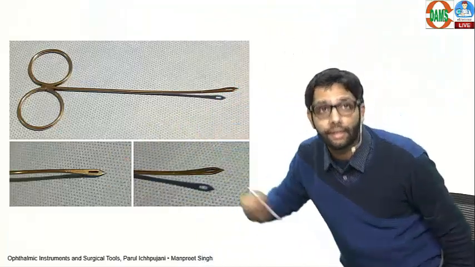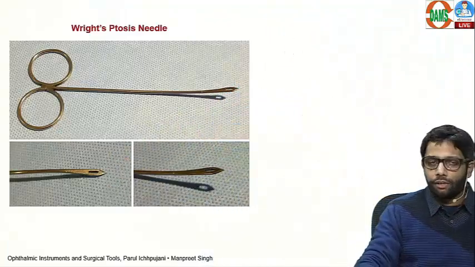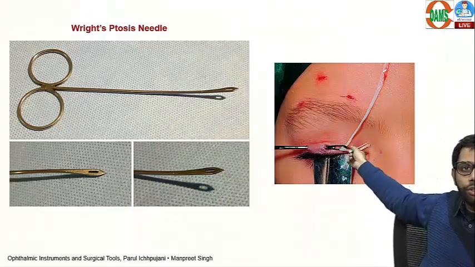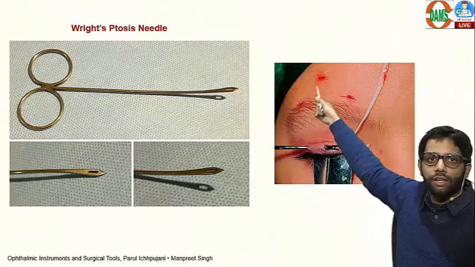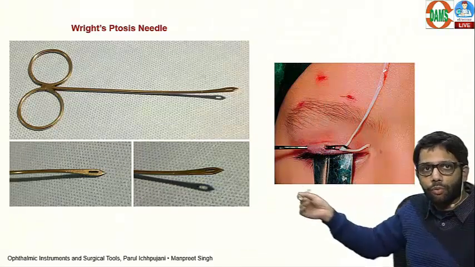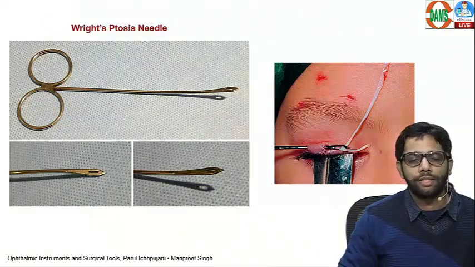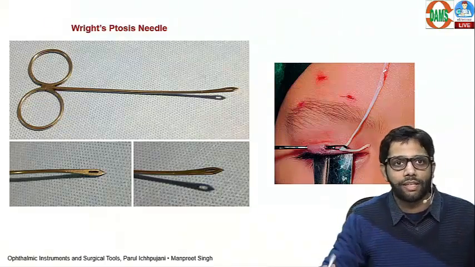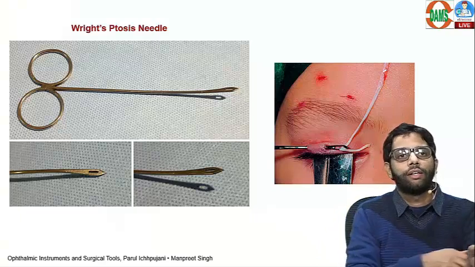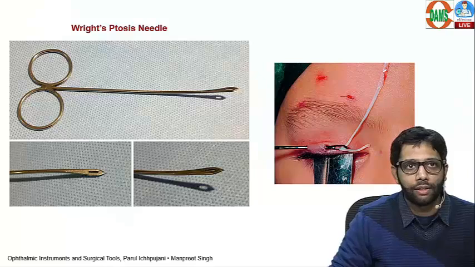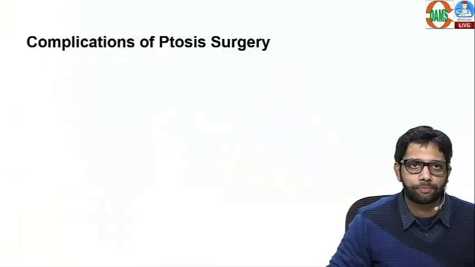And then this is the needle, Wright's needle, which is used like this. It is for putting the silicone tube or the fascia lata in various incisions, like the pentagon incision. It is put from one end to the other end. Wright's ptosis needle can be used in sling surgeries. So these are some instruments which are important. You can remember them for your ptosis examination, for a complete study of ptosis.